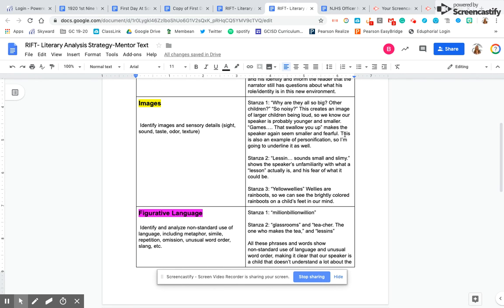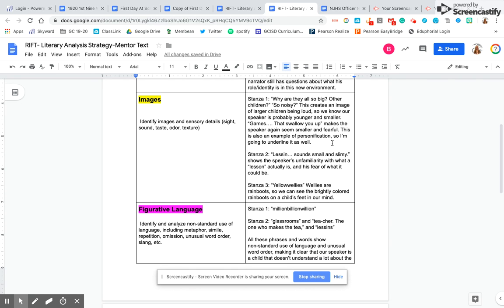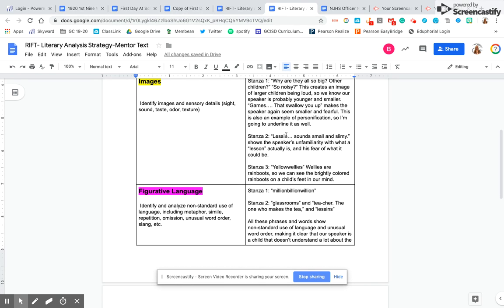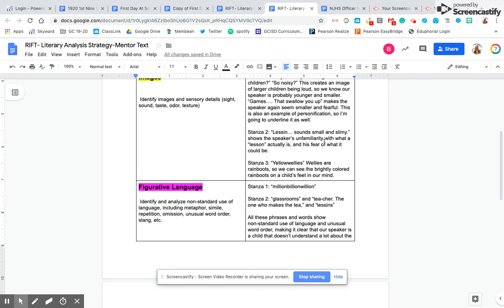Games that swallow you up makes the reader again seem smaller and fearful. This is also an example of personification, so I'm going to underline it as well, which we did. And again, stanza 2, 'lessons.' He's purposely spelling this wrong. This kind of tells us that he is a younger kid. Maybe he doesn't know how to spell it yet.